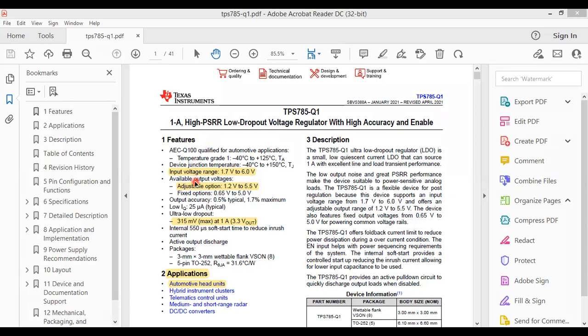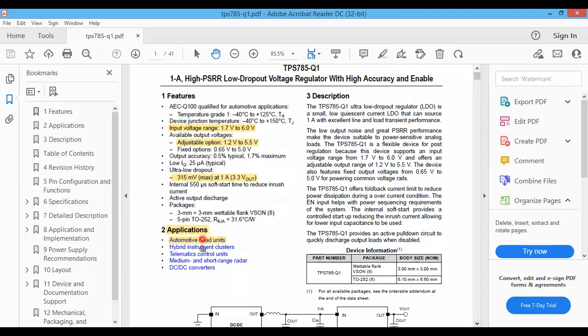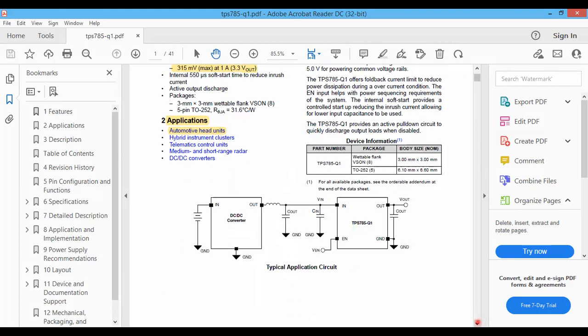Okay, right. So this is the linear regulator that we are going to test. It's a high PSR low dropout regulator, and we are going to build the 3.3 volt regulator using this one. It's an adjustable one, so by changing the feedback resistors, we're going to get 3.3 volt output. The input voltage range could be from here to here, but we are interested in the maximum value. And this one could be used for automotive head units for lighting.